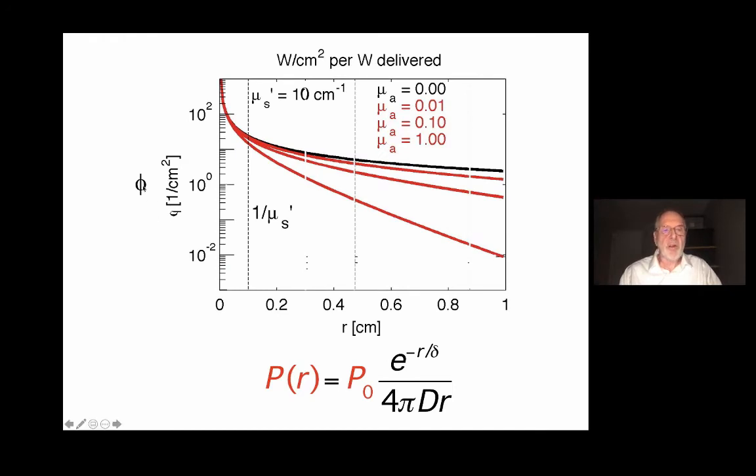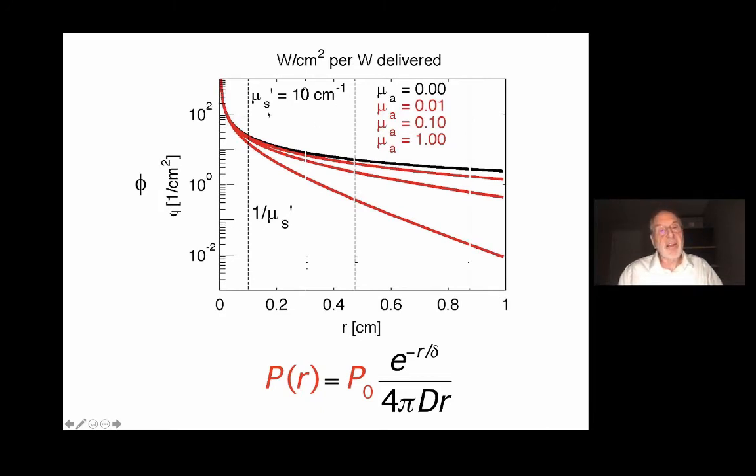Now let's look more closely at how phi decays as a function of distance r. If you keep the scattering constant, but increase the absorption, with no absorption, the light falls off as simply 1 over r. But as you add absorption, it falls off much more quickly. So this fall off has very little influence from absorption near the source. It really doesn't matter how absorption increases. The fall off near the source is the same.